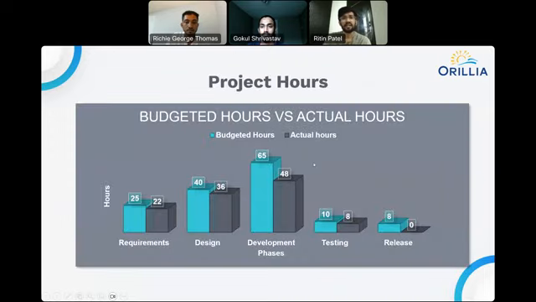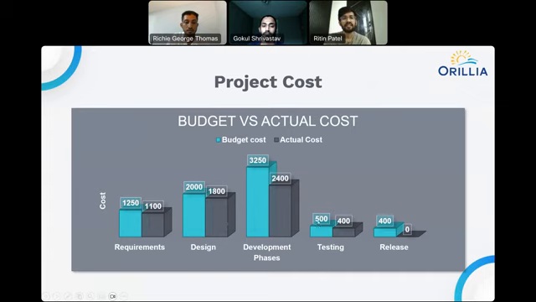And if I talk about the hours, this is a comparison between budgeted hours and actual hours, starting from the requirement phase to the testing phase. And this is the comparison for budget and the actual cost. So it is lower than planned.